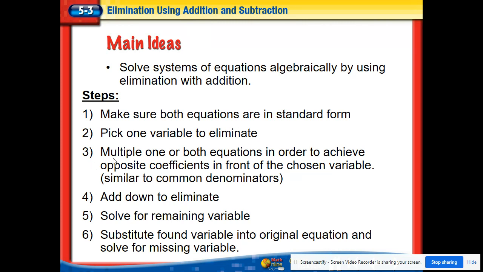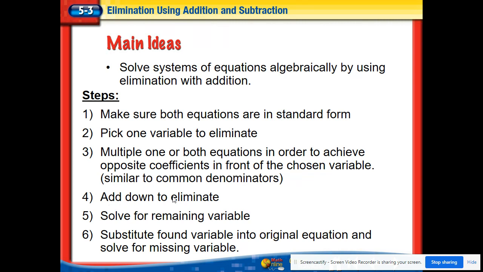And then for number 3, we're going to multiply one or both equations in order to achieve opposite coefficients in front of the chosen variable. Kind of similar to getting common denominators. I'll show you as we get in. This is the main crux of the difficulty of this section: step 3 is making sure that we multiply to get opposites.